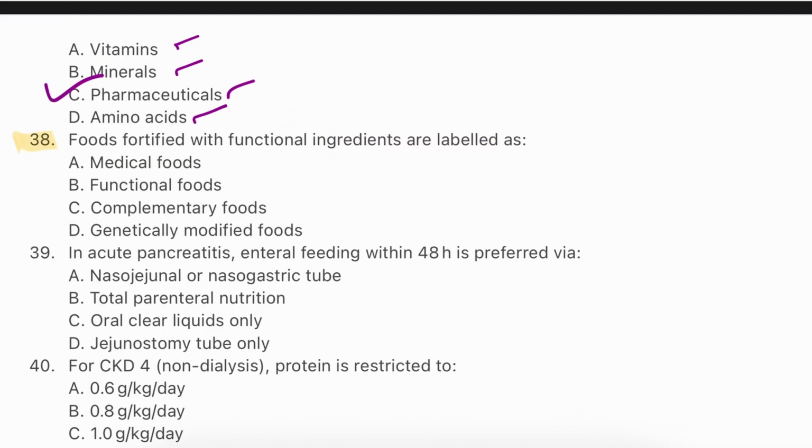Question number 38. Foods fortified with functional ingredients are labeled as medicinal foods, functional foods, complementary foods, or genetically modified foods. The answer will be functional foods. Fortified foods with added health benefits are labeled as functional foods.